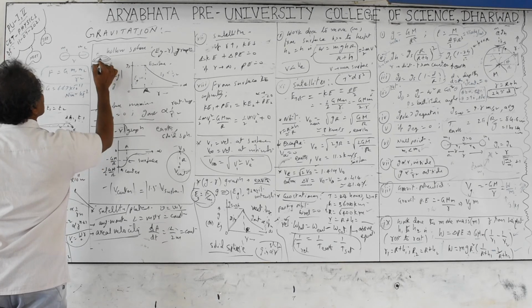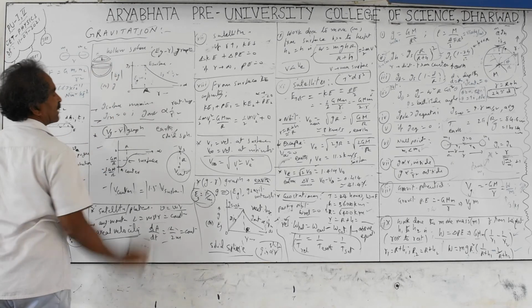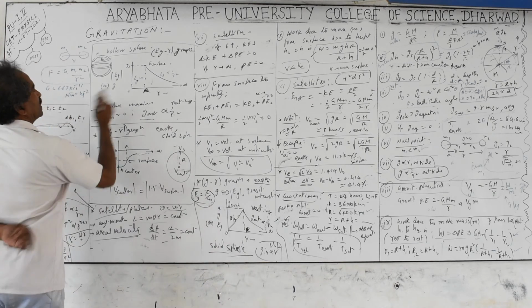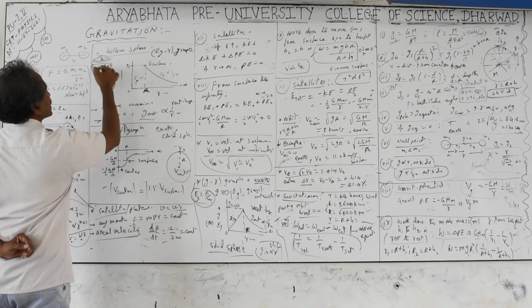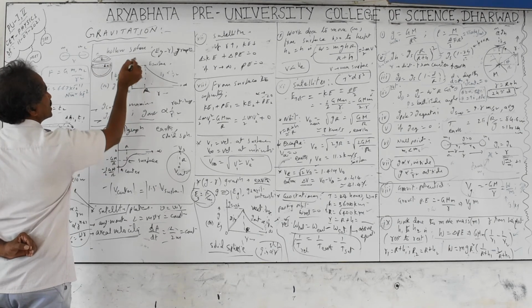They will give you, in this position, the gravitational intensity is E1, and inside, the gravitational intensity at this point is E2. What is the relation between E1 and E2? They may ask. Inside the shell, E or EG is 0.